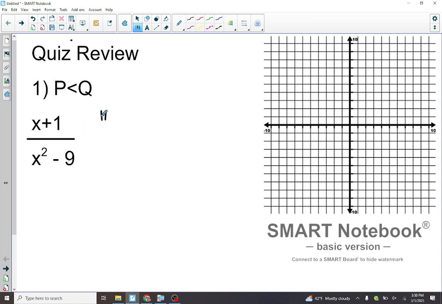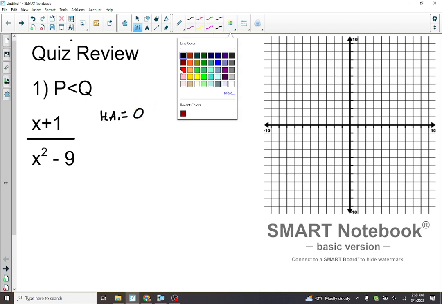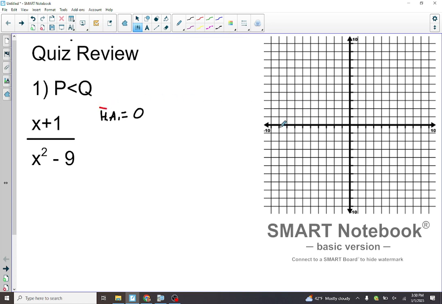So in this scenario, we're talking about a horizontal asymptote, which means y equals 0. Good. Because the bottom is larger, it makes the horizontal asymptote 0. Zilch. So let me just use red here. That means it's going to be a horizontal asymptote right on the x-axis. Okay.